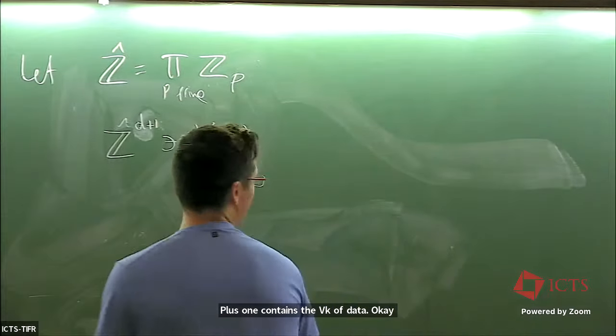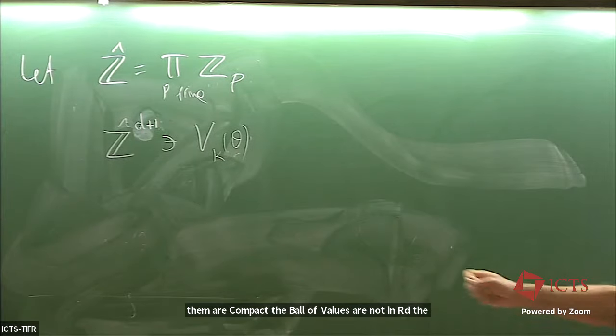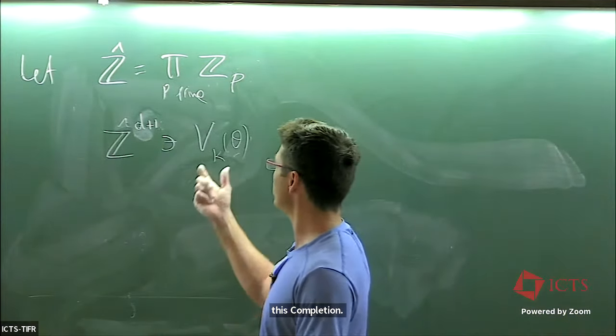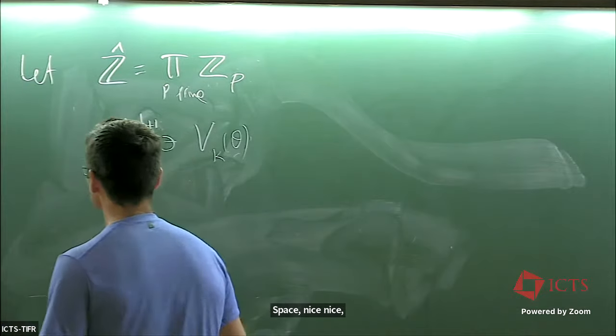And what happened here with these three objects is that I've taken a primitive integral vector which happens to be a best approximation, and I've associated to it three objects that reside in nice topological spaces. Two of them are compact, the ball of radius R_0 in R^d, and this completion, Z hat to the d plus 1, is a compact space. And well, the space of lattices is not compact, but it is a probability space, a nice locally compact manifold. And now I can state the results.